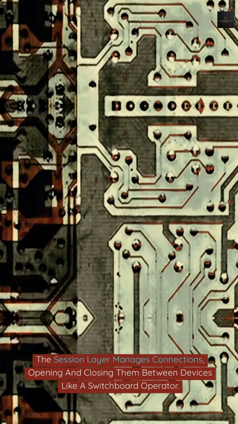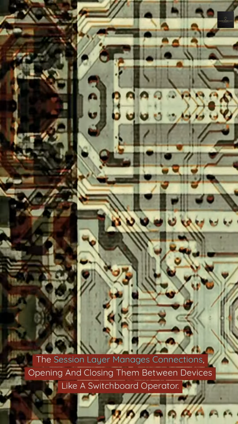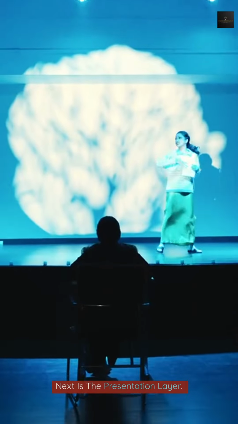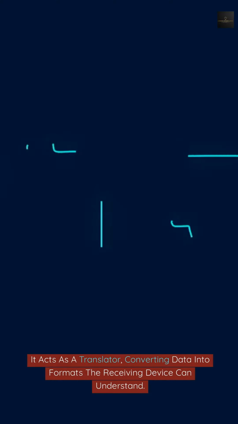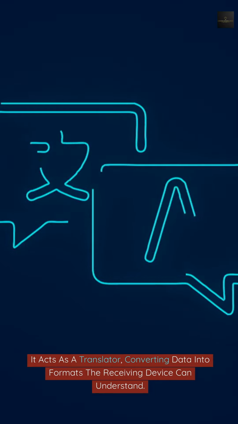The session layer manages connections, opening and closing them between devices like a switchboard operator. Next is the presentation layer. It acts as a translator, converting data into formats the receiving device can understand.